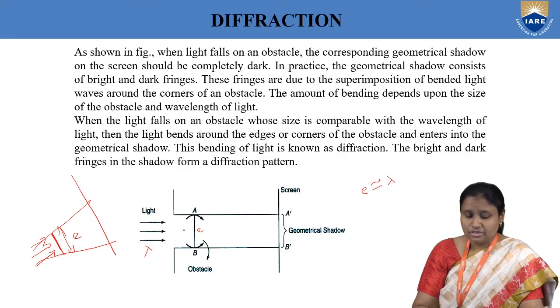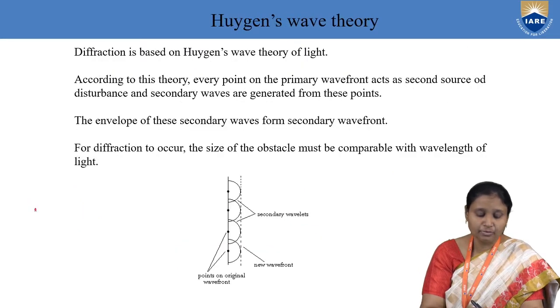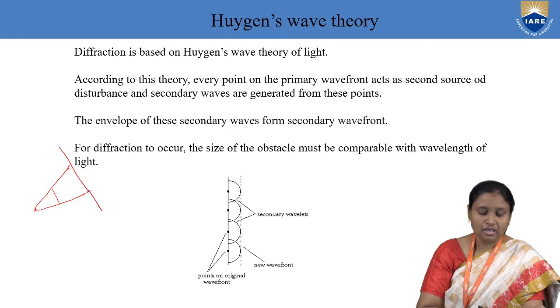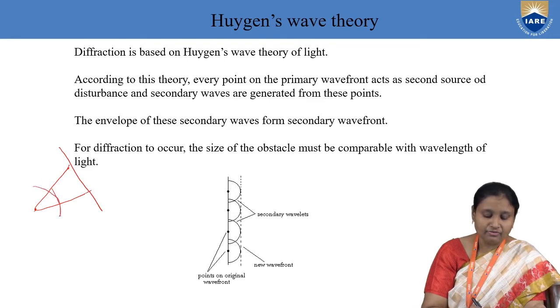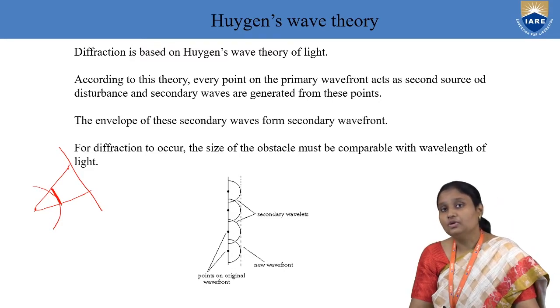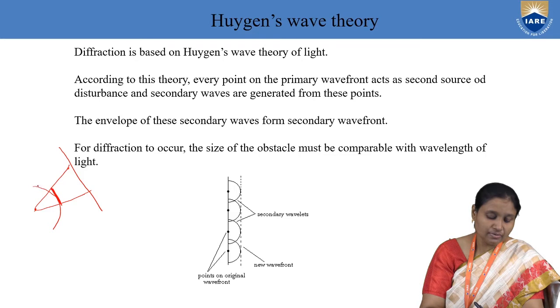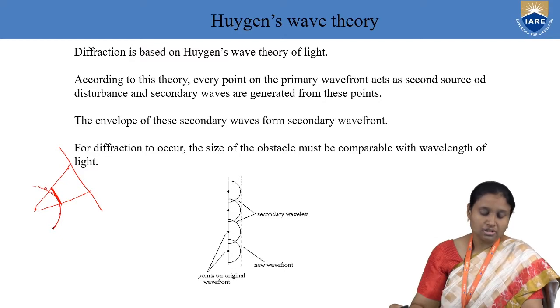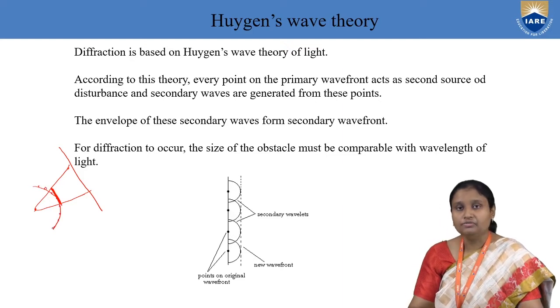If you see here, first I have kept one obstacle in the path of light. So this is our screen. And this is our primary wavefront that is falling on this obstacle. And here you will observe that these are the different points on the primary wavefront.